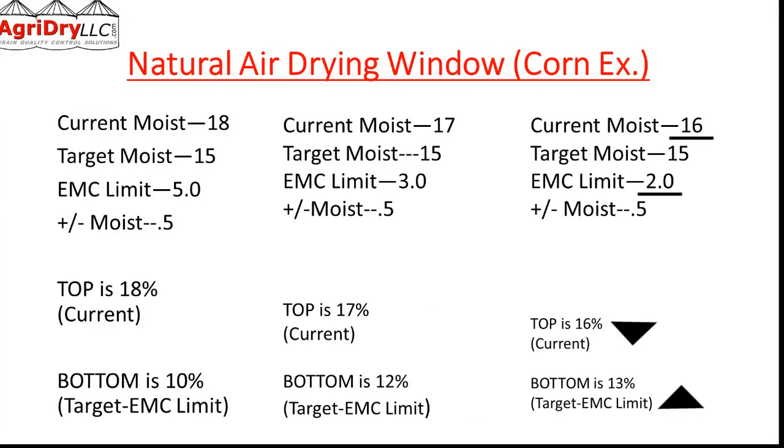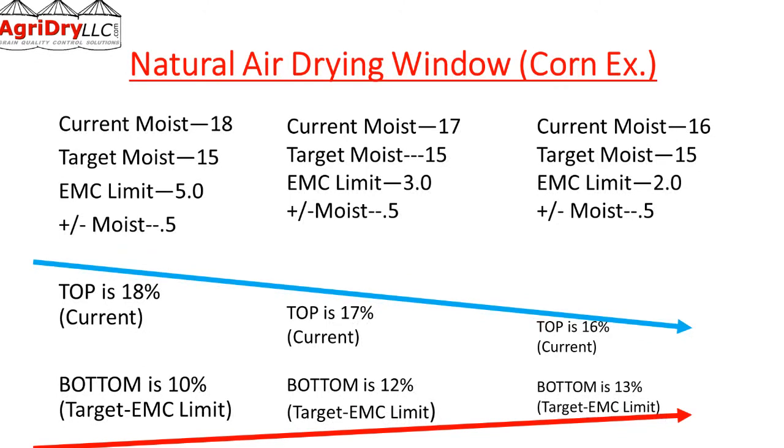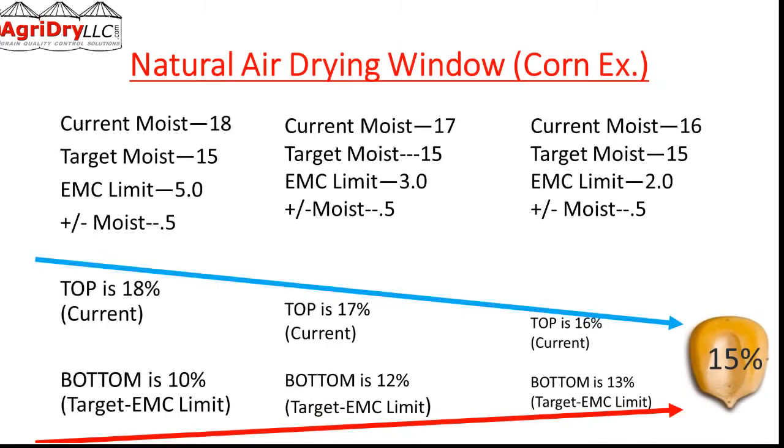So as we get down to 16, let's say we have current moisture, we set that to 16. Our bottom, we also want to adjust that with our EMC limit. We lower our EMC limit, 15 minus 2 is 13. So we're bringing it down from the top by changing our current moisture, bringing the bottom end of the window up by decreasing our EMC limit to end up right where we want to be.